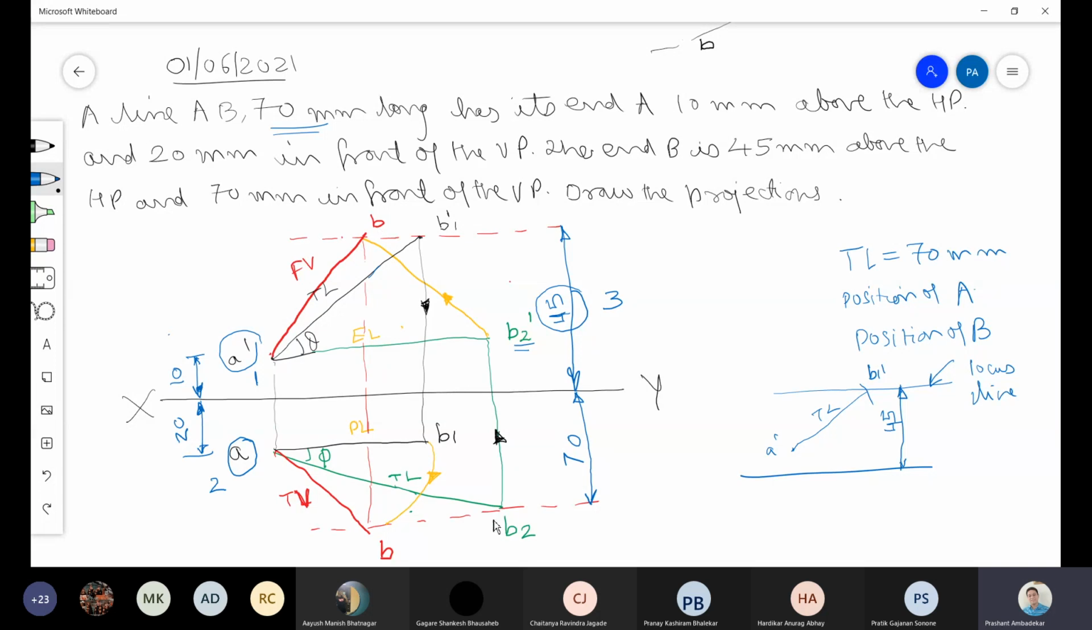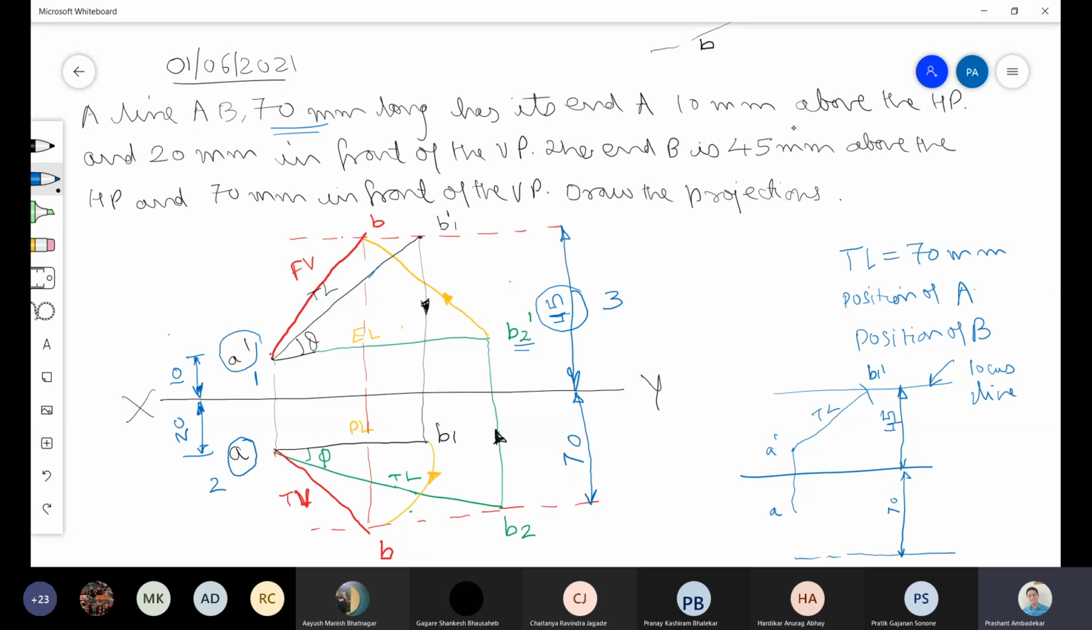अभी B2 कैसे मिलेगा? How to get B2? For getting B2, you need to know this angle. We don't know the angle, but we know the locus of B2. ये कितना distance पे है? 70 mm पे. So this is A. यहाँ से distance कितना रहेगा? 70 mm, and this is the locus line of 70 mm.